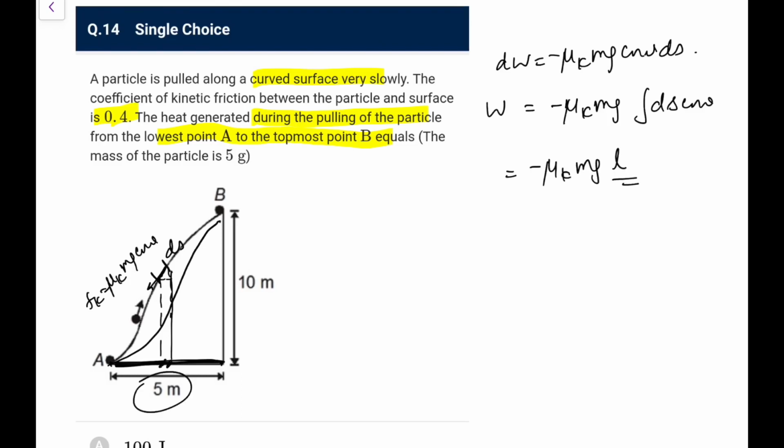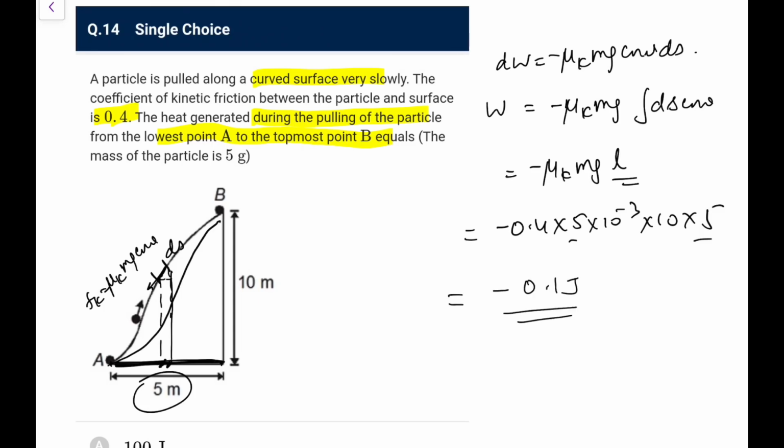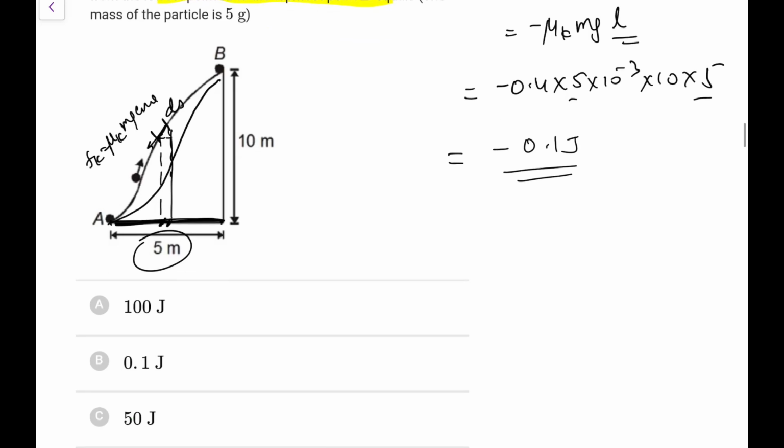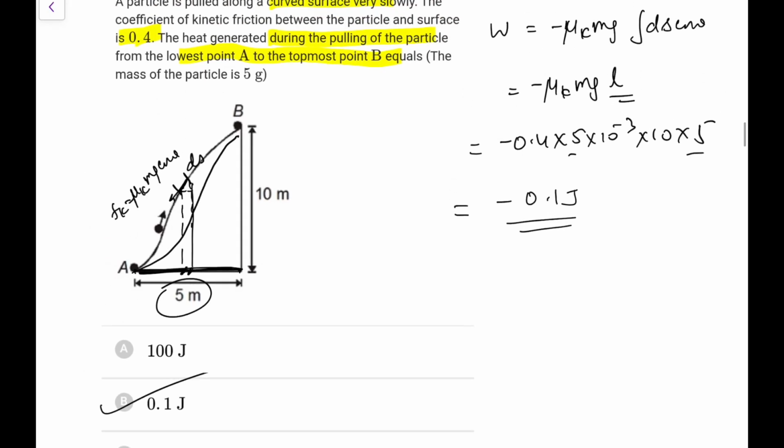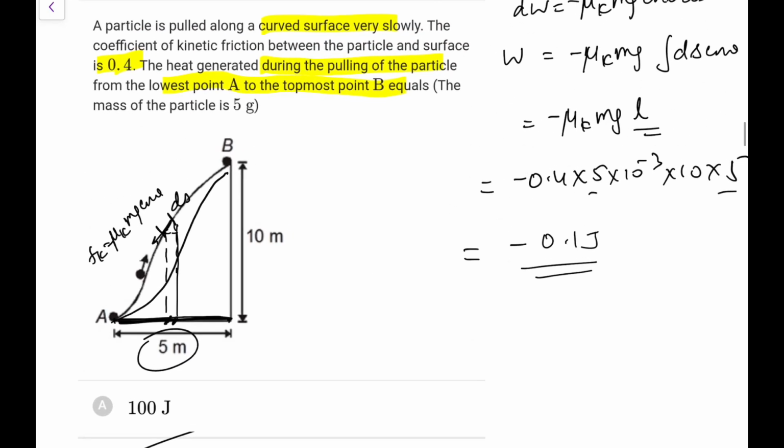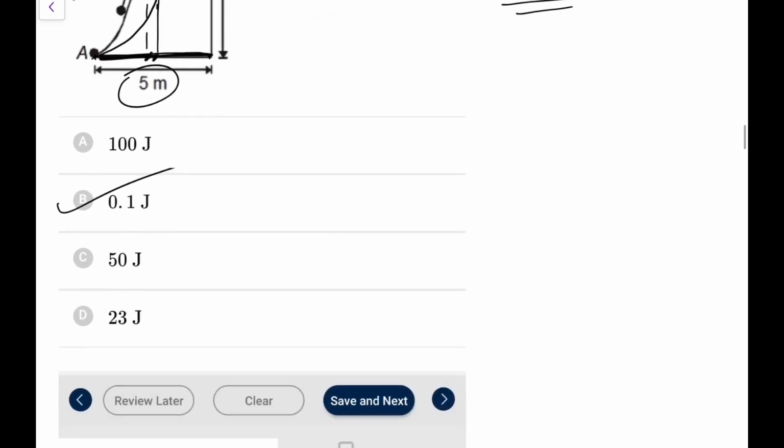L means this 5 meter. So this is minus 0.4. M is 5 into 10 to the power minus 3. g is 10. L is again 5. So 5 5s are 25. 25 into 0.4 is 10. 10 into 10 is 100. 100 into 10 raised to the power minus 3. That is minus 0.1 joule. You can directly go for it here. So it is talking about the dissipated energy, so directly you can write 0.1. No need to write that negative sign because that is already included. So remember this particular concept.